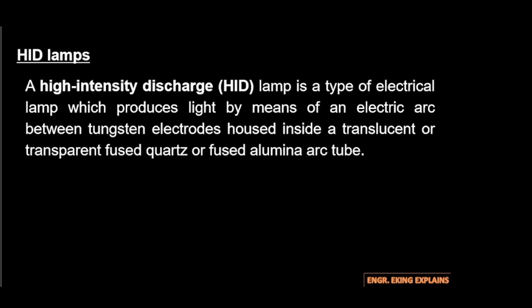So, HID lamp, also known as high intensity discharge lamp, is a type of electrical lamp which produces light by means of an electric arc between tungsten electrodes housed inside a translucent or transparent fused quartz or fused alumina arc tube. So basically a high intensity discharge lamp, ang ginagawa niya sa tungsten natin, aside from making our tungsten white hot, is also it creates an arc, para mas intense yung ating light na produce sa ating tube or sa ating lamp.